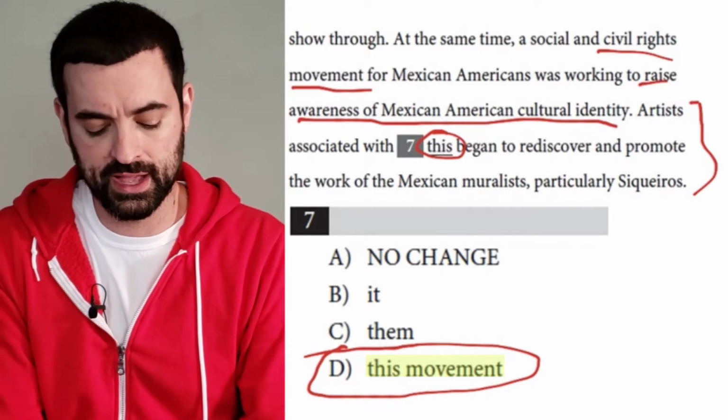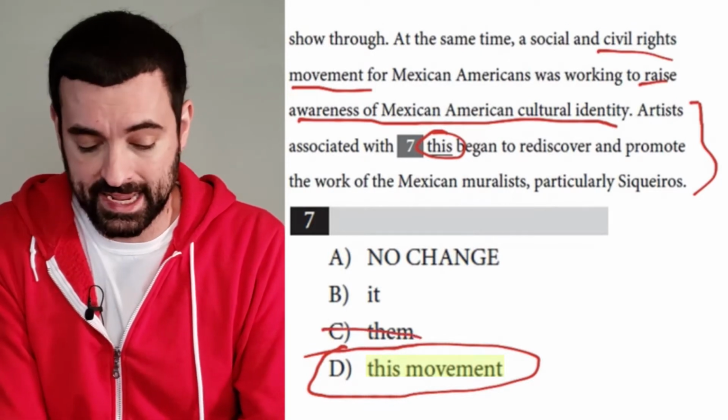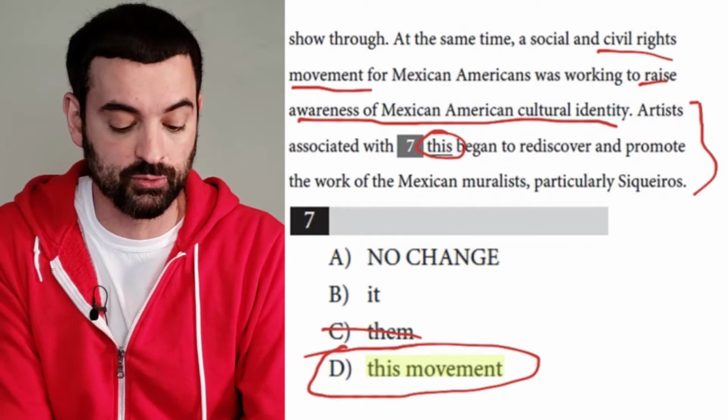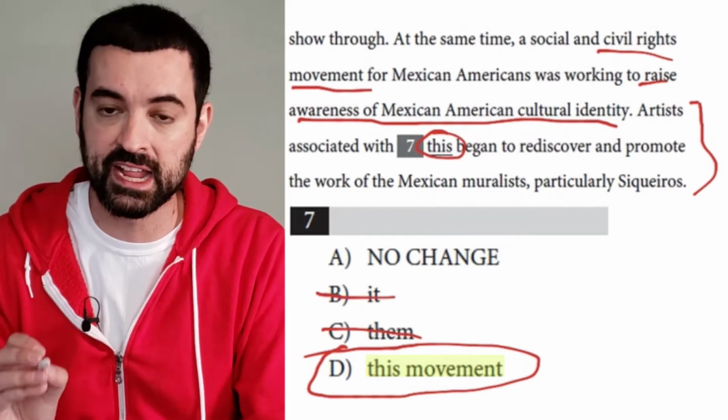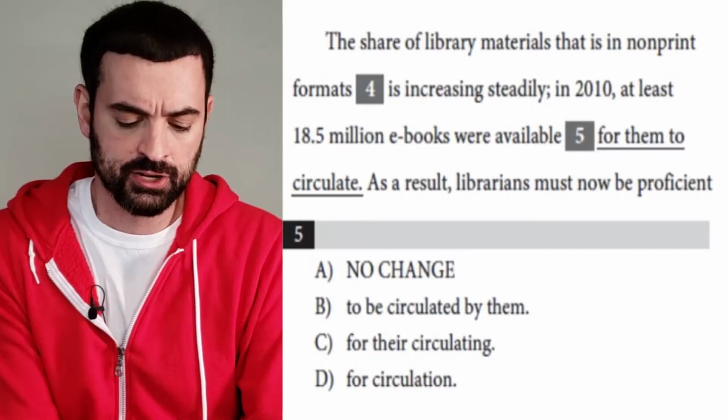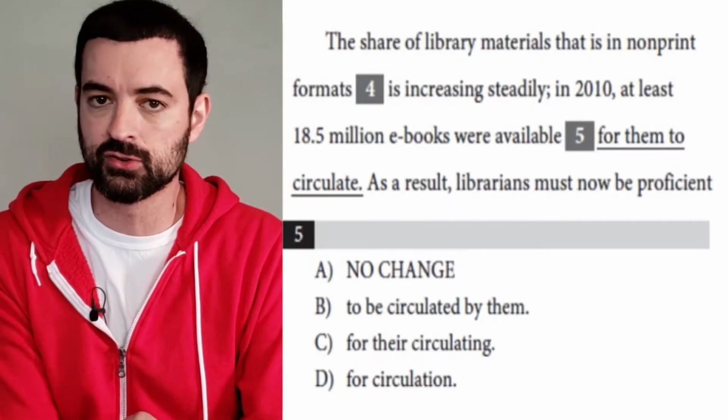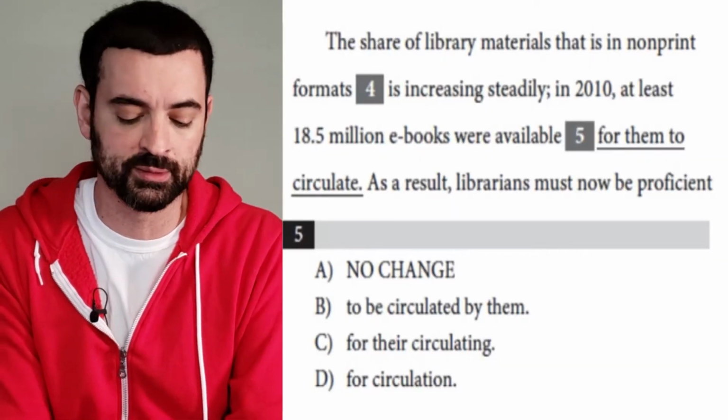Them, we don't know who they are. It, again, even if it were correct, we don't know to what it refers. So we don't want these vague pronouns. One more of these. This is Test 2, Section 2, number 5. Number 4 is a part of the sentence. You can ignore that. It's about sentence placement, so don't sweat it.